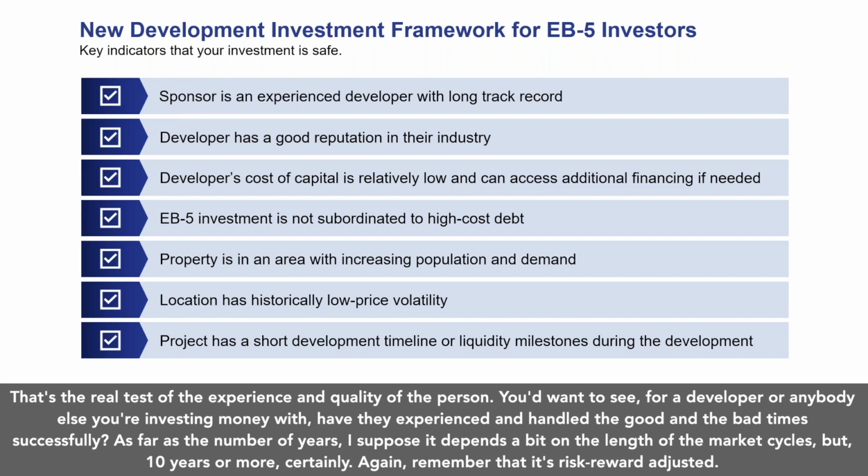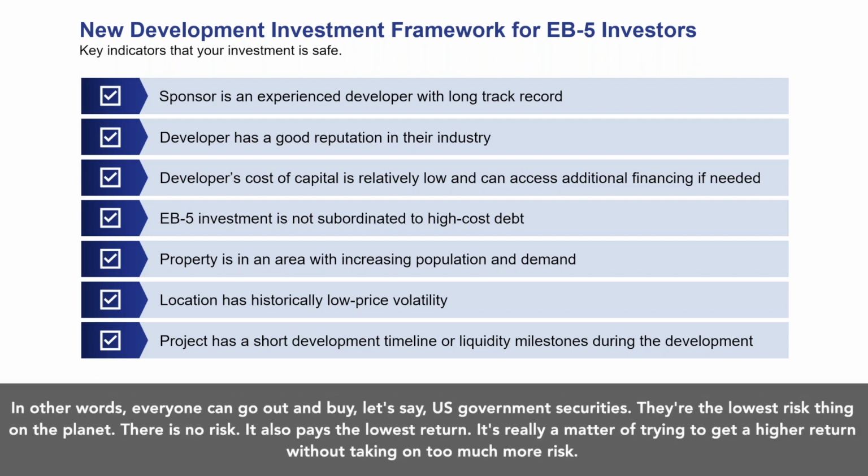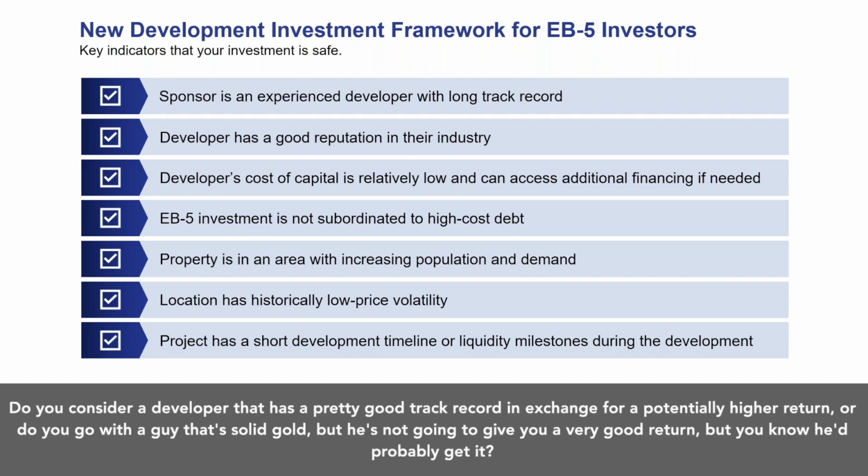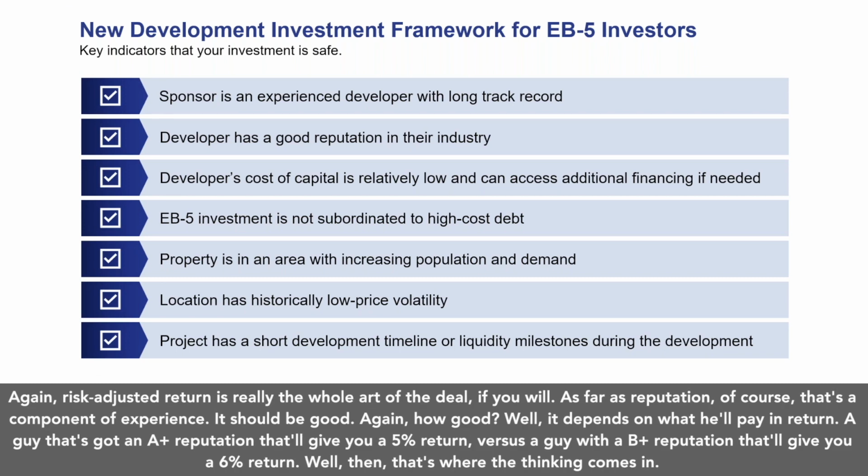And again, remember that it's risk reward adjusted. In other words, everyone could go out and buy, let's say, US government securities. They're the lowest risk thing on the planet. There is no risk. It also pays the lowest return. So it's really a matter of trying to get a higher return without taking on too much more risk. So do you consider a developer that has a pretty good track record in exchange for a potentially higher return, or do you go with a guy that's solid gold, but he's not going to give you a very good return, but you know you'll probably get it? So again, risk-adjusted return is really the whole art of the deal, if you will.